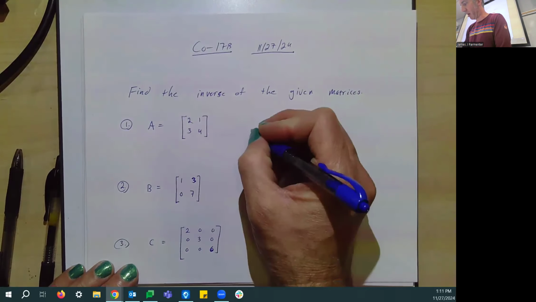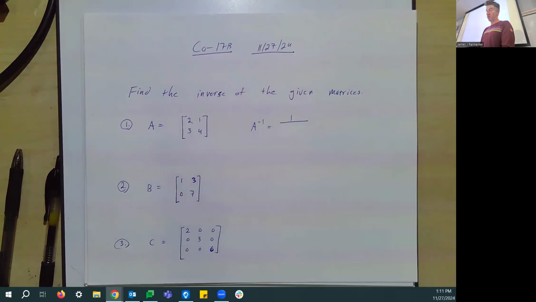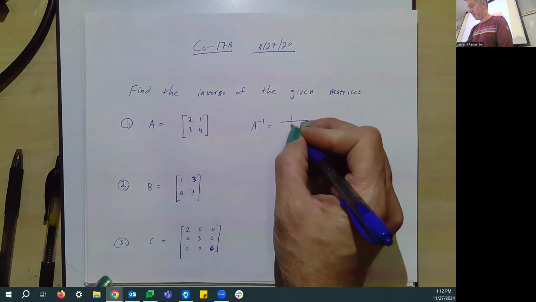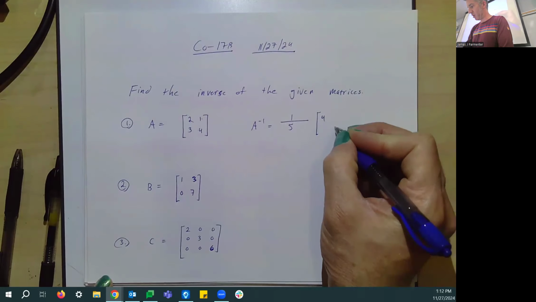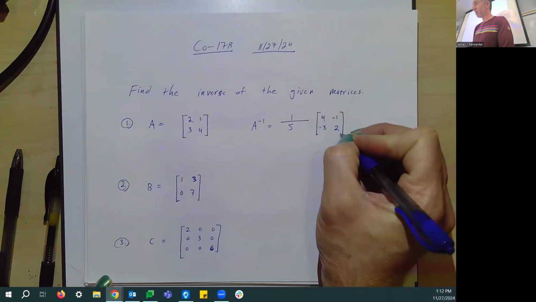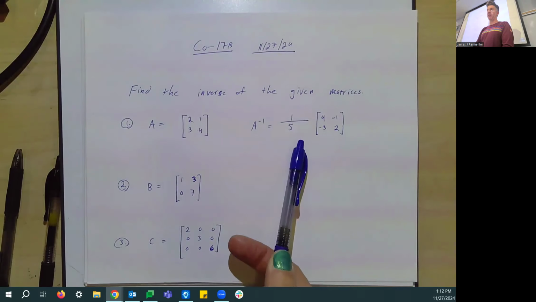So here we would say that A inverse is 1 divided by, let's just calculate the determinant. 2 times 4 minus 1 times 3 is 5, times the matrix where you switch the 4 and the 2 and you change the signs of the 1 and the 3. I don't think there's any benefit to distributing the 1/5 there, but you certainly could write it as 4/5, -1/5, -3/5, 2/5, but I would leave it like that.